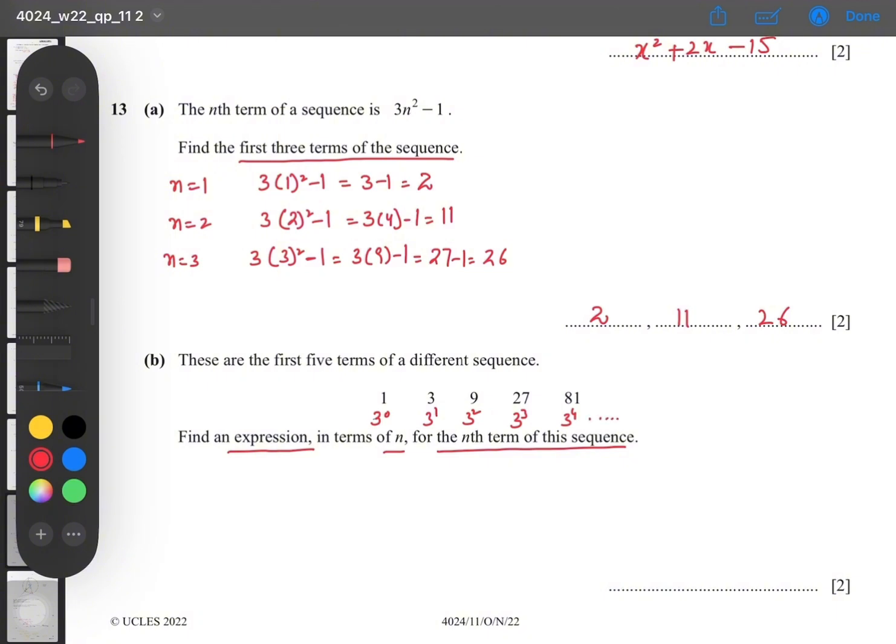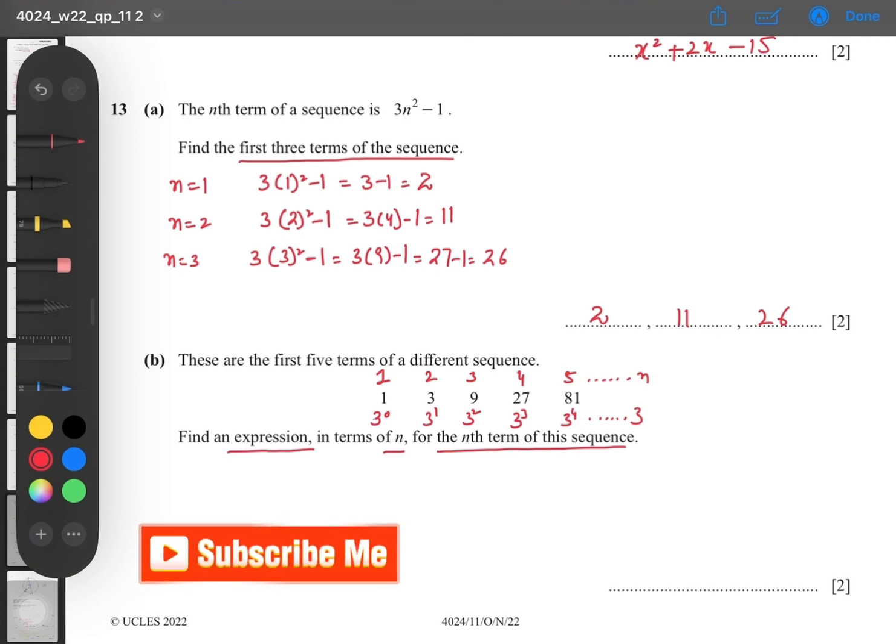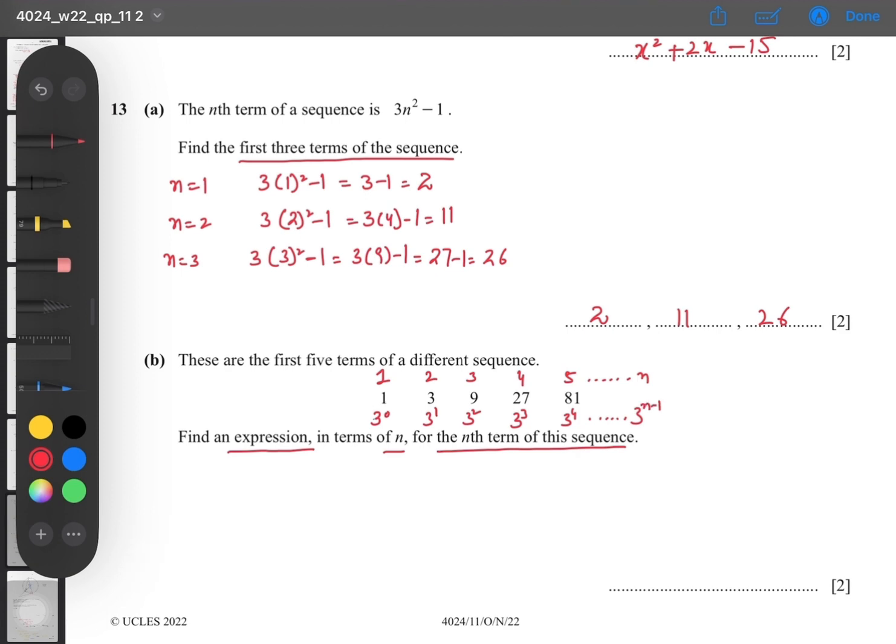So if I continue this, and if we see, this is the first term, this is the second term, this is the third term, this is the fourth term and this is the fifth term. So on the fifth term, the power is 3 raised to 4. So if I continue this pattern, it will be n and the power is 1 less than n. So it will be 3 raised to n minus 1. So this is the pattern, 3 raised to n minus 1.